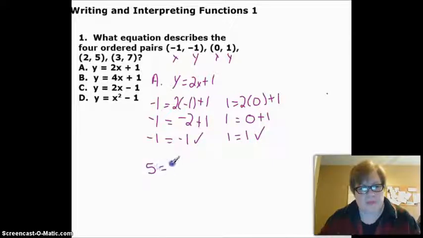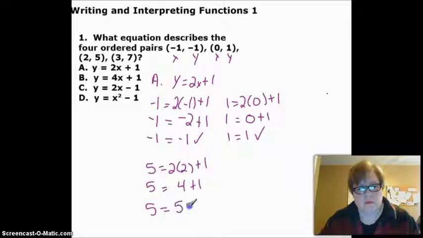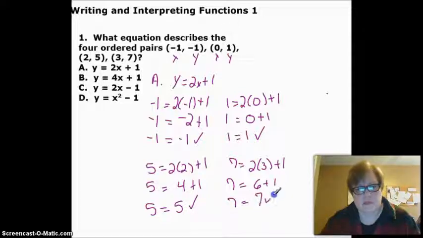Try the next one. 5 equals 2 times 2 plus 1. So 5 equals 4 plus 1. 5 equals 5. And then the last one, 7 equals 2 times 3 plus 1. 7 equals 6 plus 1. 7 equals 7. So that worked. Now, we got lucky because it was the first one. We might have had to do that for all of them. So if we're using substitution, it's not the most efficient way to do it. It's just the simpler way when we're doing it by hand.